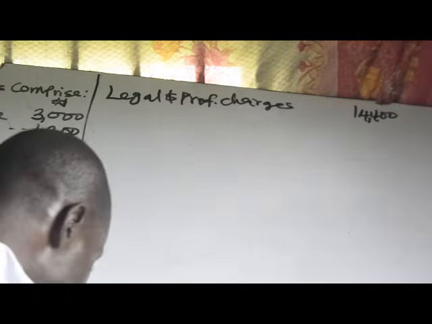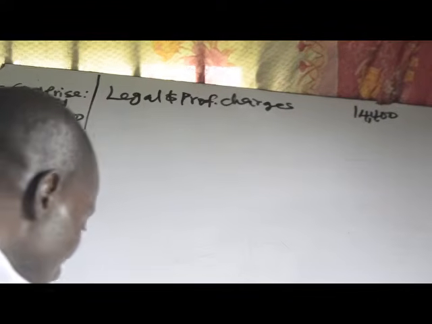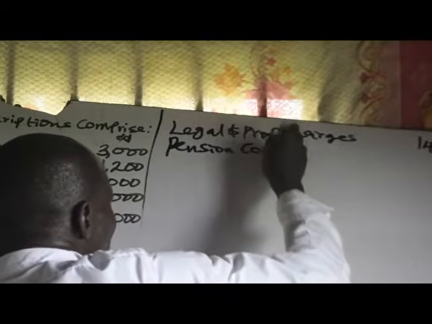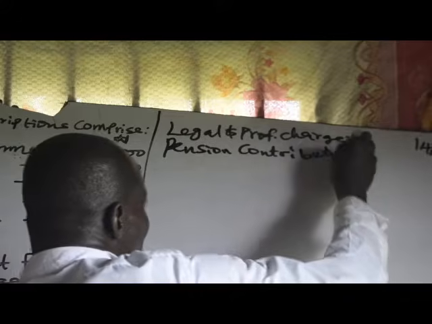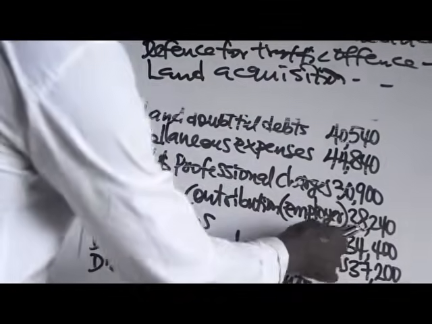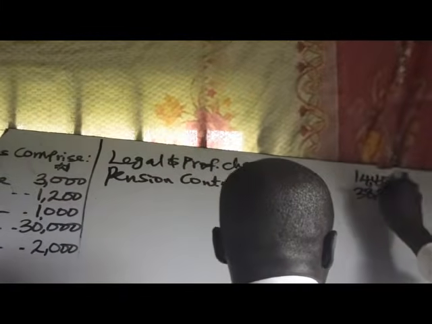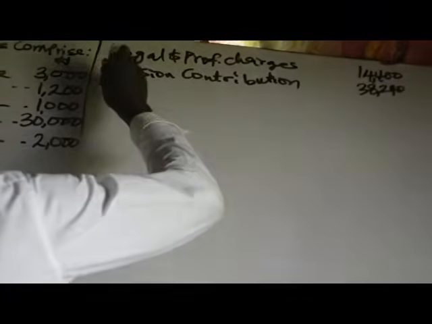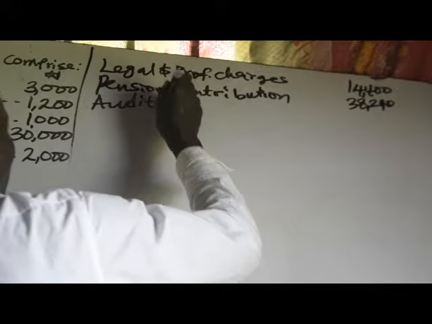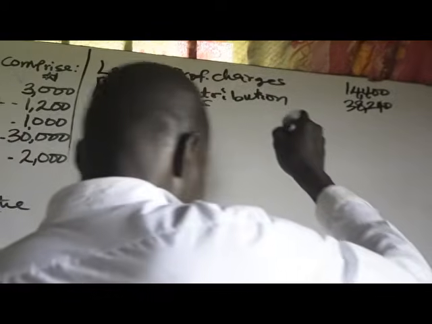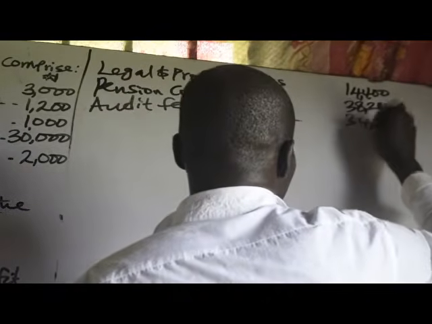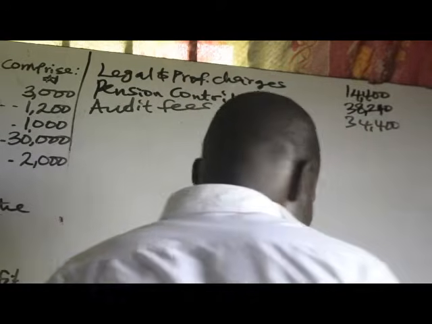After legal and professional charges, we have pension contribution. That is that of employer. Pension contribution is allowable for tax purpose, and that amounted to 38,240. Then we also have audit fees, 34,400 is allowable. There is no note on that. Audit fees, 34,400.